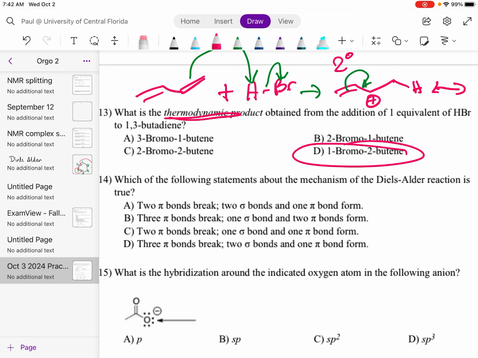So what has happened here? Two pi bonds break, two sigma bonds, and one pi bond form. So when we look at the mechanism, what's happening? At the end of the day, we formed one pi bond, and we formed these two sigma bonds right there.